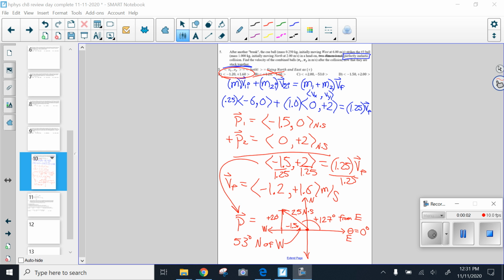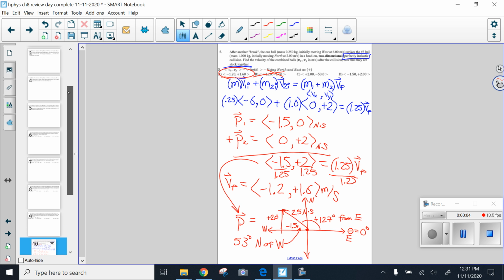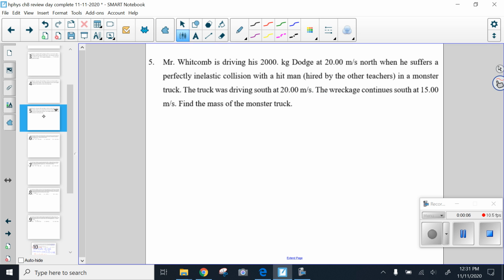Okay, trying some momentum problems at the end of chapter 8, and a request for number 5 on the test review. Okay, another inelastic. You sure you don't want to practice any elastic or strictly inelastic collisions? Okay, not to shirk your request or anything.